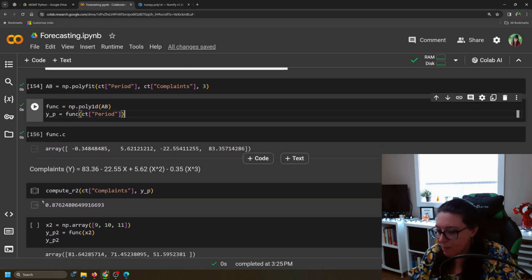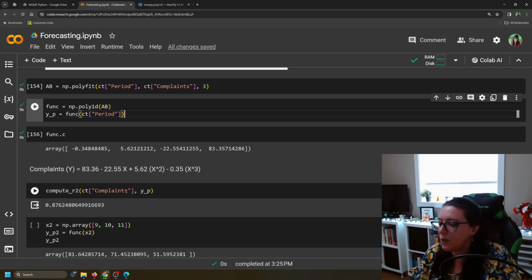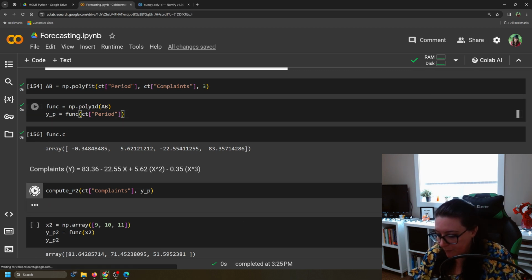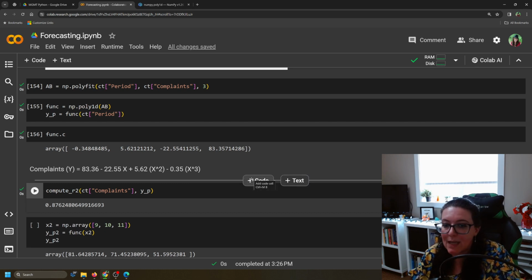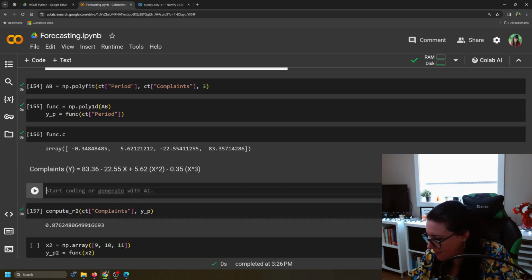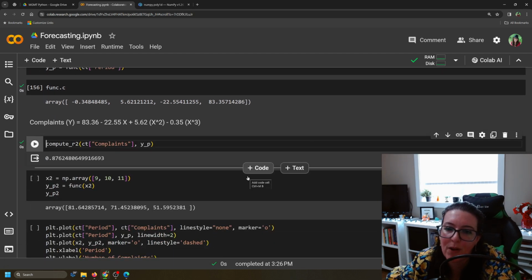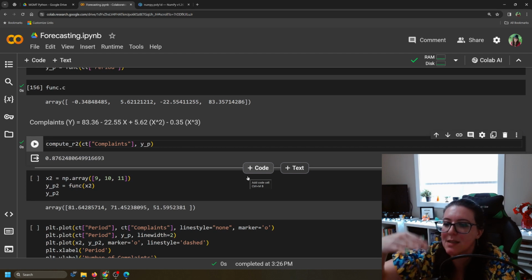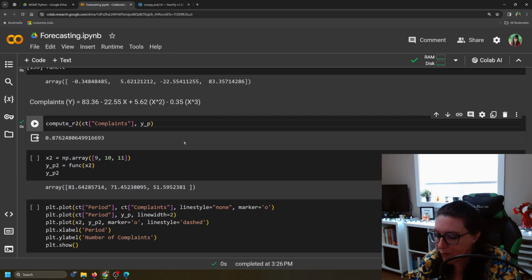All right, how well does this model fit? Well, we can call the R squared, compute R squared calculation, use our complaints, and use our new predicted Y. So notice that it fits even better, right? 0.876, 87.6% of the variability in the time explains the variability in complaints. So it seems to fit even better. Well, the higher you go for polynomials, the better they always fit because they match every curve in the data. But again, it doesn't mean that it matches well for the future.